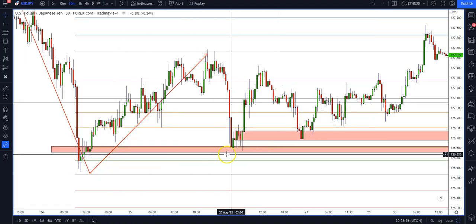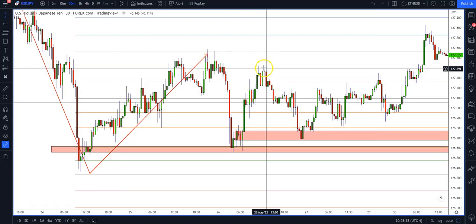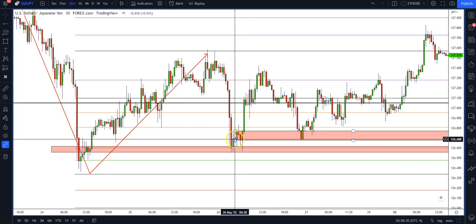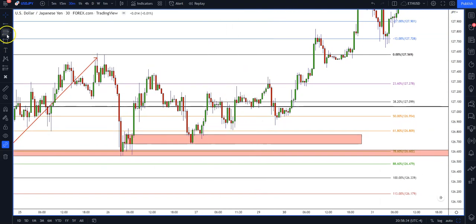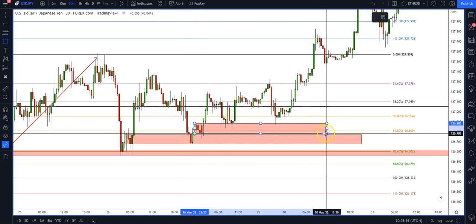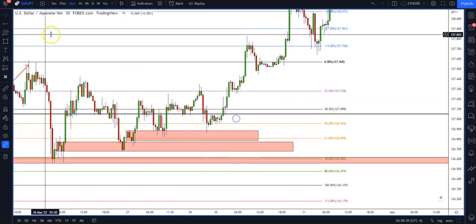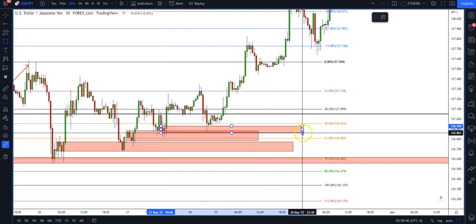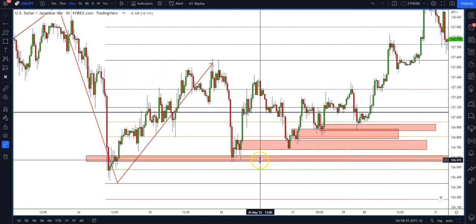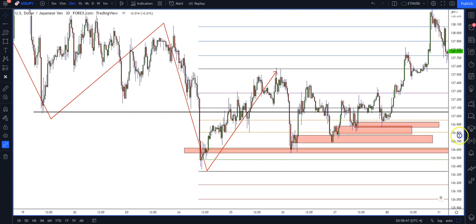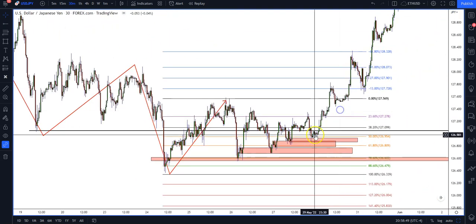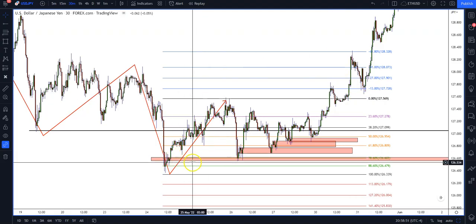So notice if you miss this, all you have to do is wait for it to come back to retrace into this. So notice once it hit this, it went up and then it came back into this order block. And then it came back into this order block. So it pretty much gave you 1, 2, 3, 4 opportunities to get in this trade. Right? So now notice, I'm not done.